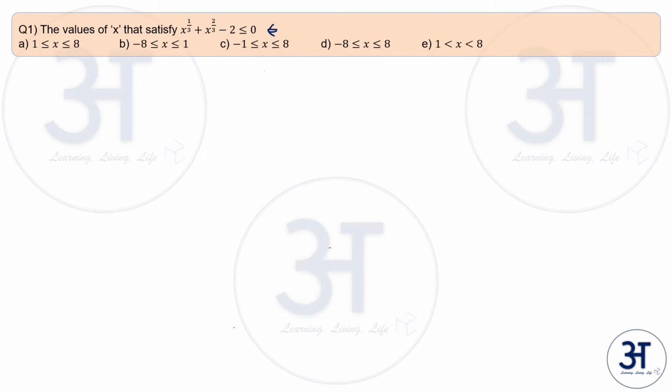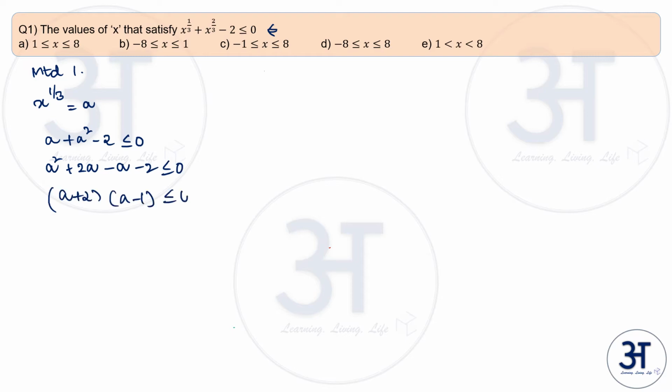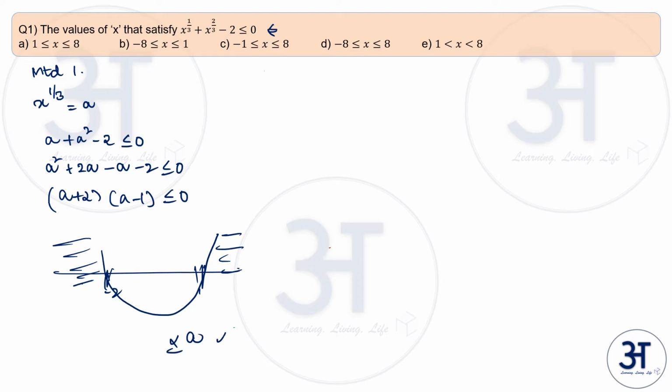So there are two methods. Method 1 is the normal method. Let us first see method 1. Taking x power 1 by 3 as some a, we will be getting a plus a square minus 2 is less than or equal to 0. You can then factorize it. Then you get a plus 2 into a minus 1 is less than or equal to 0. Your graph will then be something like this, where greater than 1 would be positive, less than minus 2 will be positive, and in between negative. So your a essentially lies between minus 2 and 1, and because a is x power 1 by 3, x will lie between minus 8 and 1. So this is your answer.